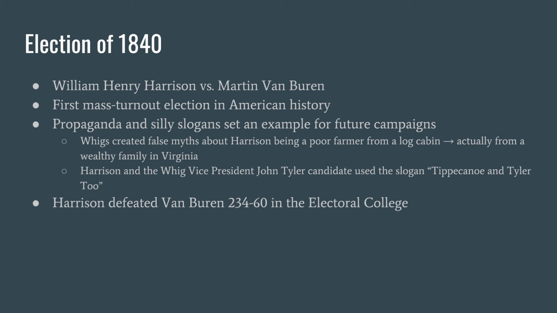And then Harrison and the Whig vice president, John Tyler, use this slogan, Tippecanoe and Tyler too. Harrison had been a war hero in the War of 1812, had fought at the Battle of Tippecanoe. So we see that this silly slogan comes into effect, and that slogan, it works. And Harrison defeats Van Buren, again, pretty handedly in the Electoral College to become the 9th President of the United States.